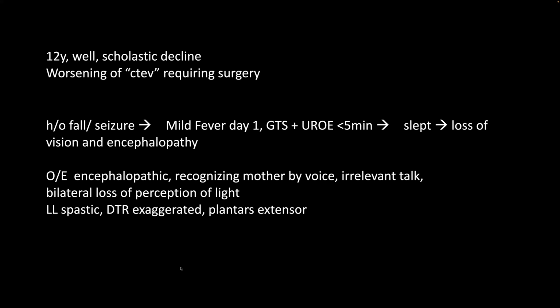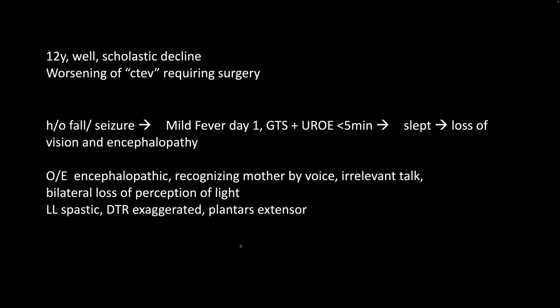And on examination at admission, the encephalopathy was moderate grade. He was recognizing mother by voice. Irrelevant talk continued, and bilateral loss of perception of light was there. And his lower limbs were spastic, deep tendon reflexes were exaggerated, and plantars were extensor. Again, an imaging was done at this point.